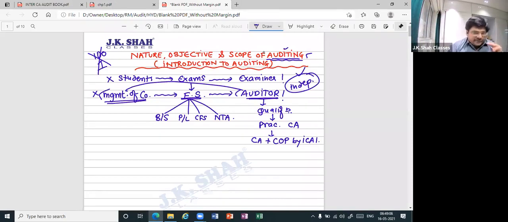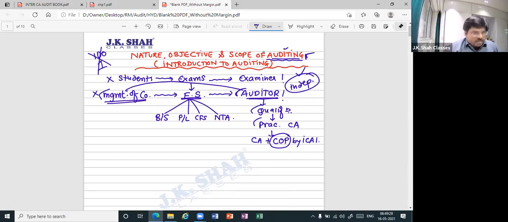Certificate of Practice, which is issued by ICAI. It means only if you have a COP from ICAI, only then you are a practicing chartered accountant. Only then are you qualified to become an auditor, and only then can you do auditing. Is this much okay?